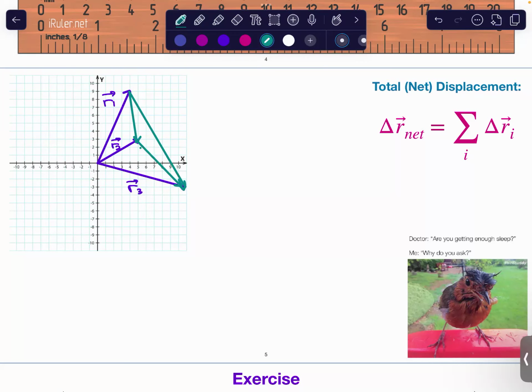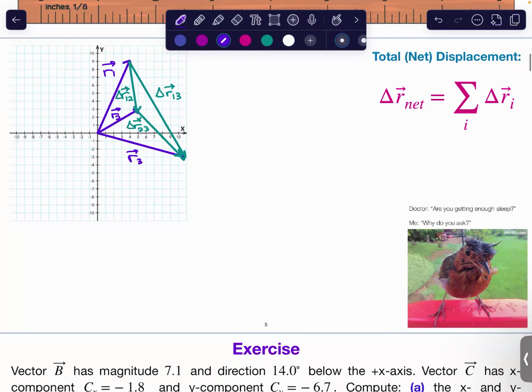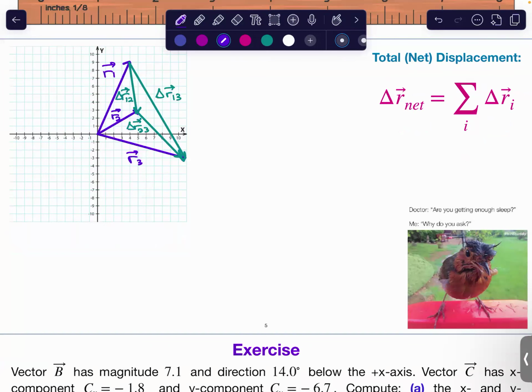There's my 2 to 3. Did I go back? What a perfect little 3D shape. Delta R 1 to 2, delta R 1 to 3, delta R 2 to 3. So my net displacement in this case, my delta R13, is going to equal delta R23 plus delta R12.